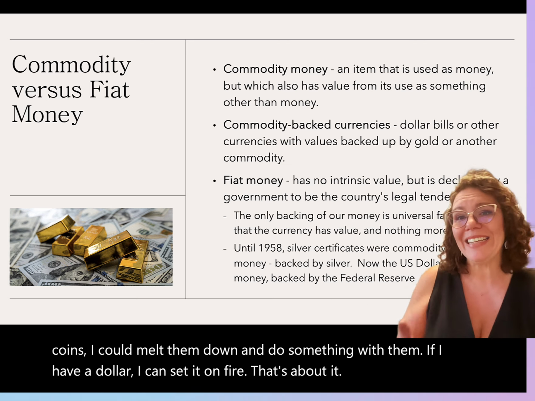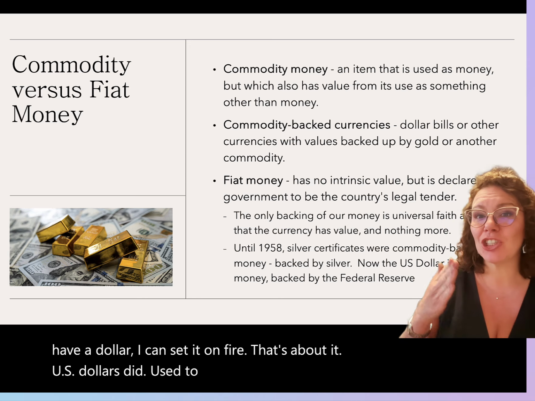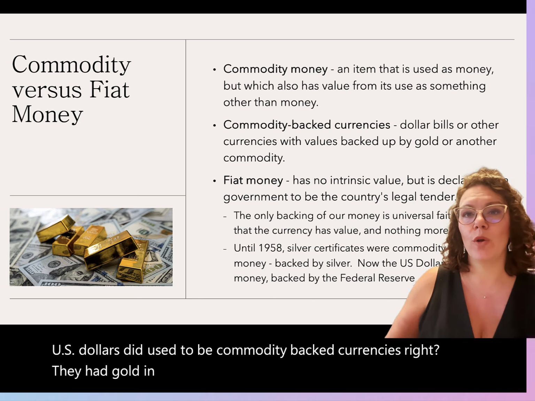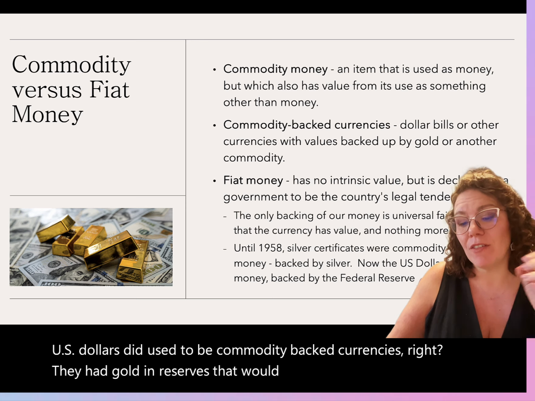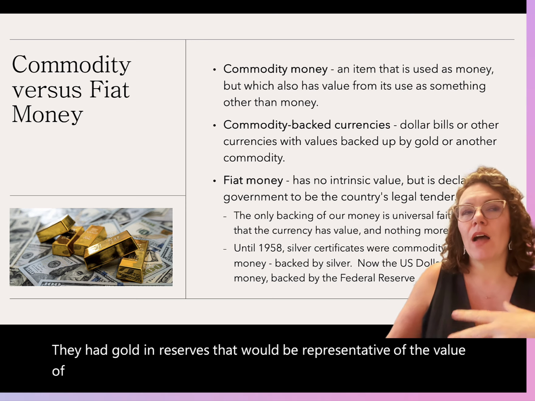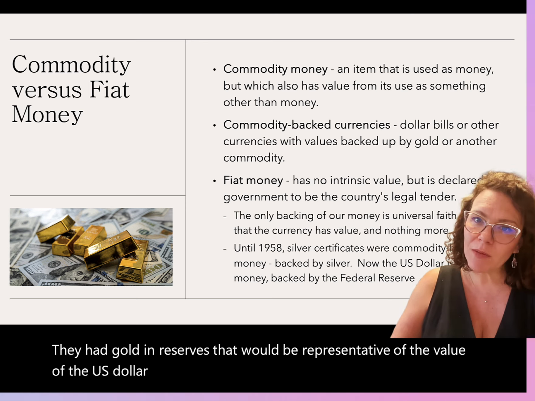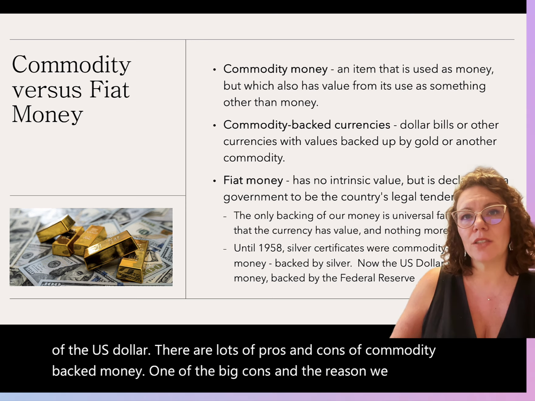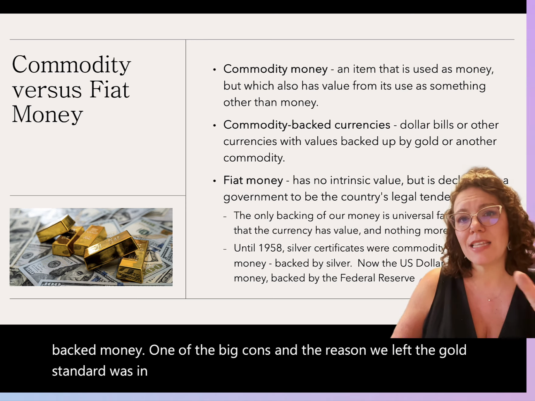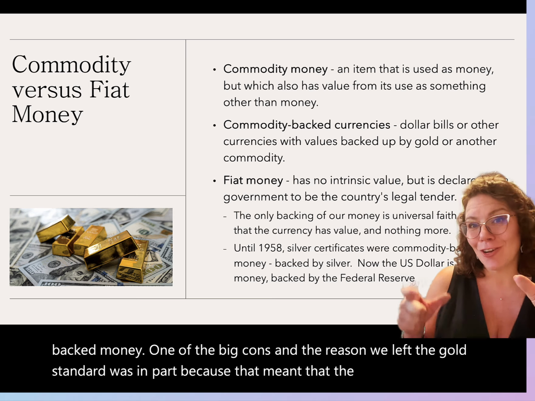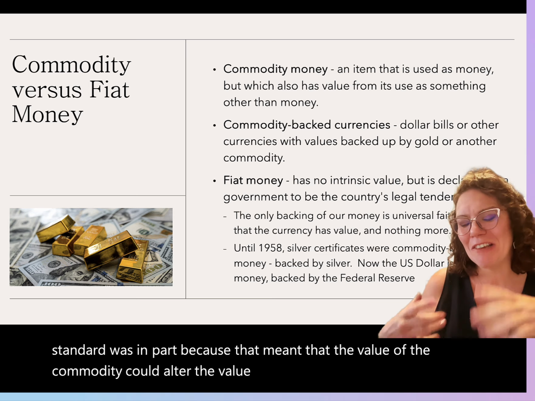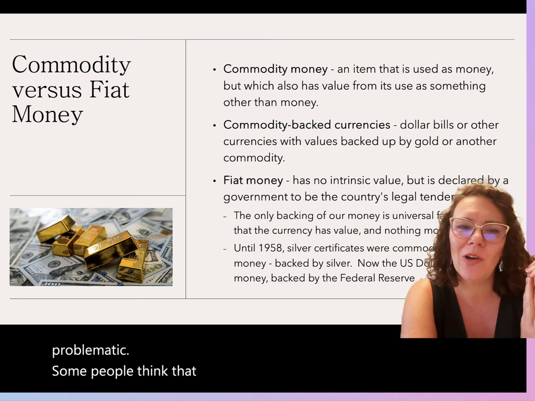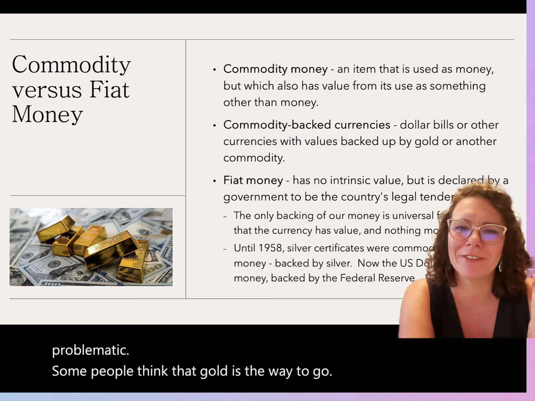US dollars did used to be commodity-backed currencies. They had gold in reserves that would be representative of the value of the US dollar. There are lots of pros and cons of commodity-backed money. One of the big cons, and the reason we left the gold standard, was in part because the value of the commodity could alter the value of your currency, which is pretty problematic. Some people think that gold is the way to go. It's a personal choice. You could research that elsewhere.